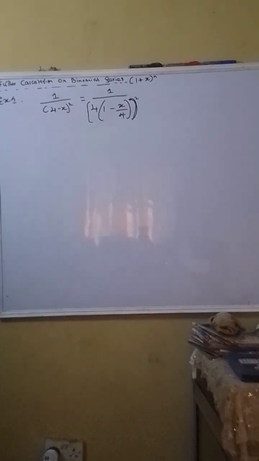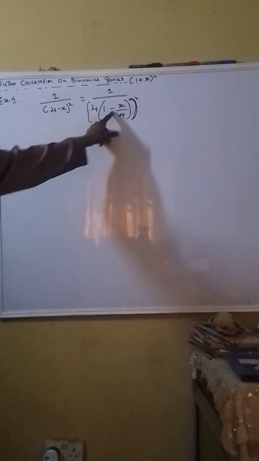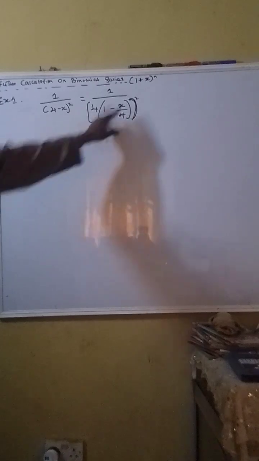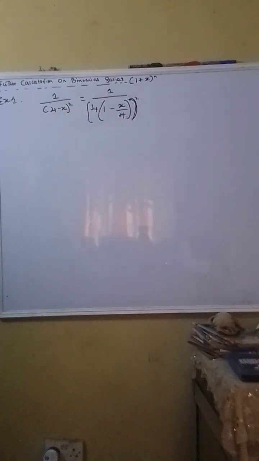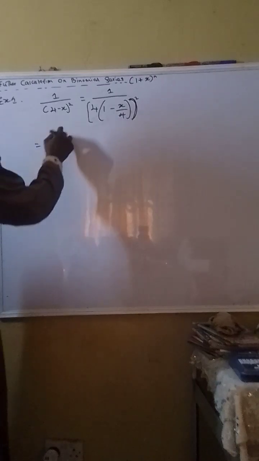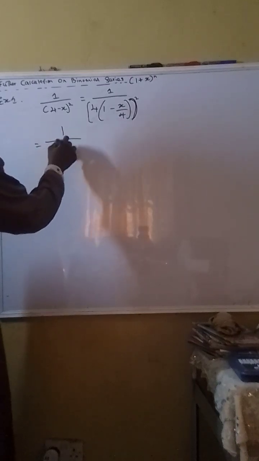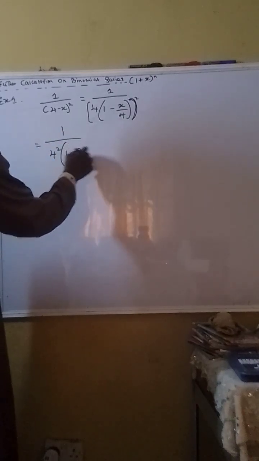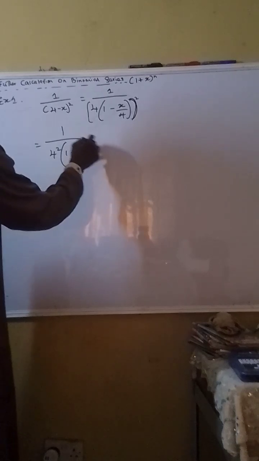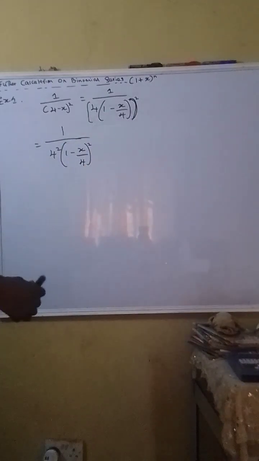And if I'm to expand it back, what am I going to have? 4 times 1, 4. 4 times negative x over 4, I will have negative x. Everything raised to power 2 back. Are you getting what I'm saying? Now from there, I can easily say that this could be equals to 1 over 4 squared, then into bracket 1 minus x over 4 raised to power 2. Are you with me?